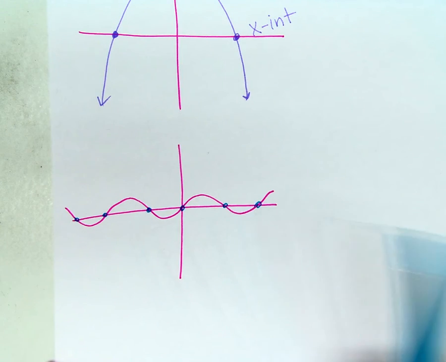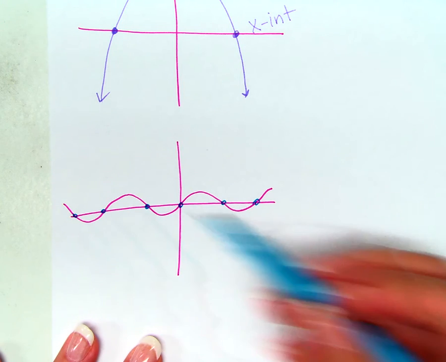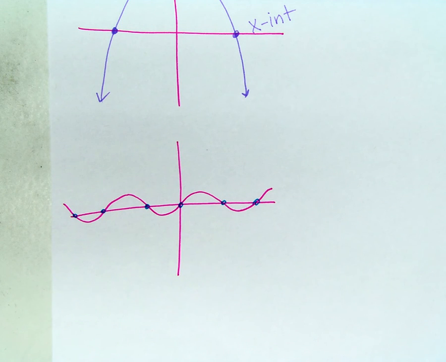Are we okay so far? What are these called again? X-intercepts. Okay, so are you guys good on section 1.1? All right. Yeah, that's 1.1. We're good with that. Okay, section 1.2.